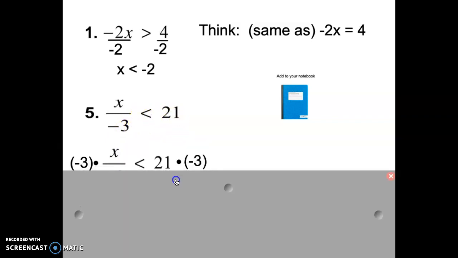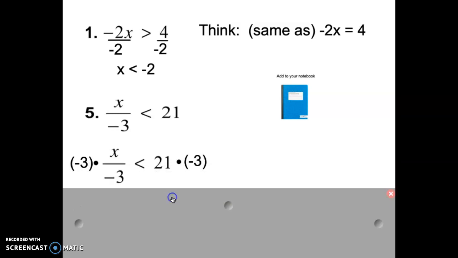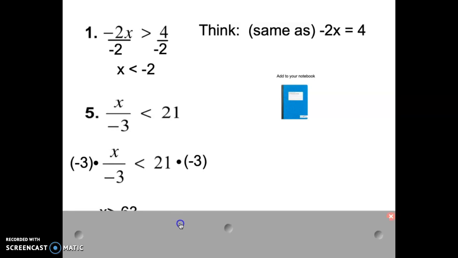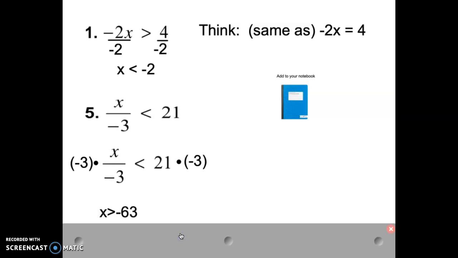All right, so we're going to multiply, and this is the other thing that I want to show you. This is division. Remember that divisional structure of a fraction, and we're going to multiply both sides by negative 3. And in doing so, we're going to get x is equal to negative 63, but equal to is the wrong thing. X is greater than negative 63. And if you notice, here we're less than, and here we're now greater than.